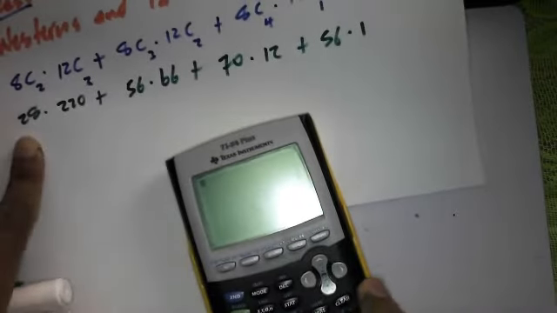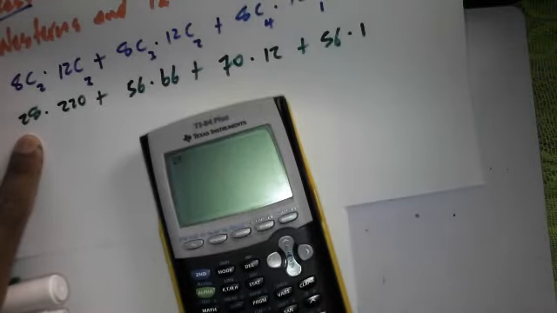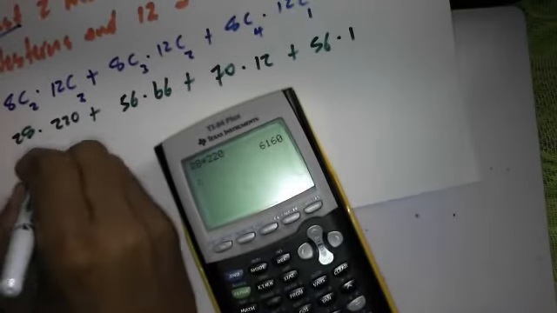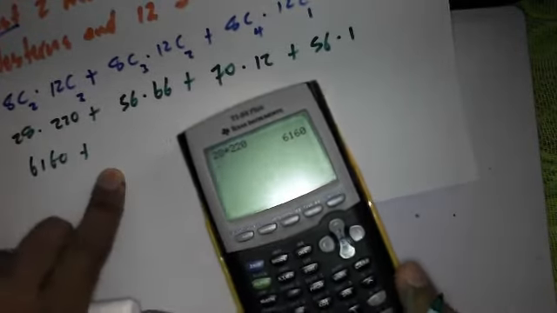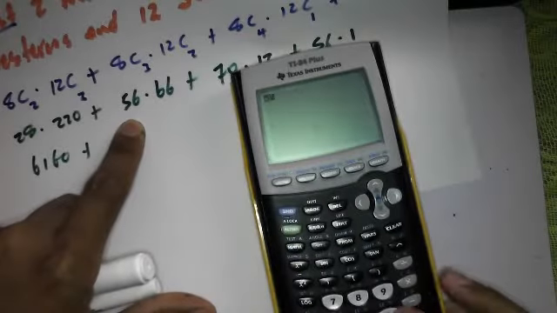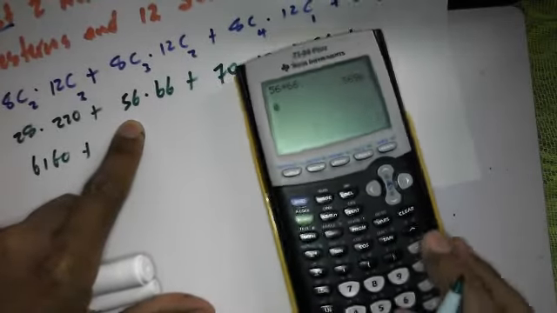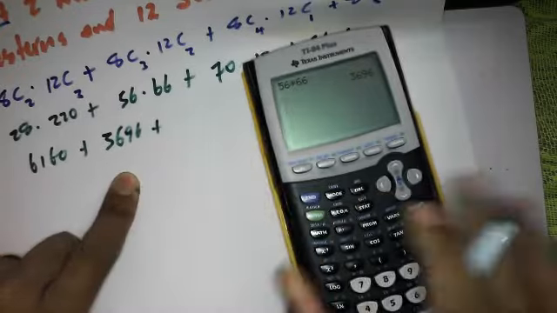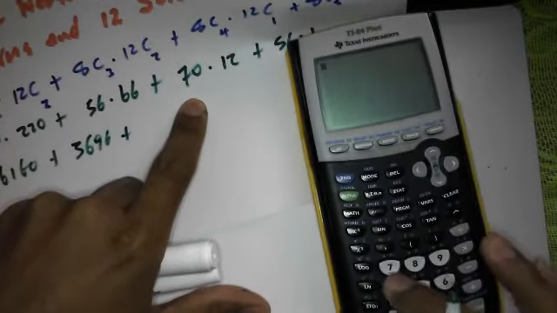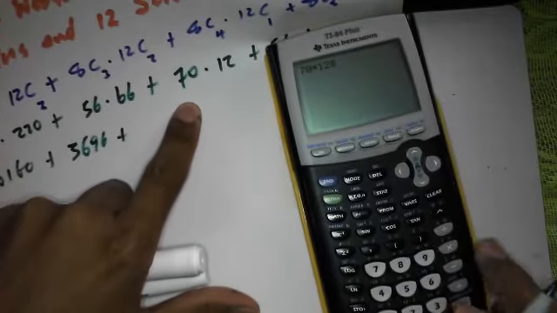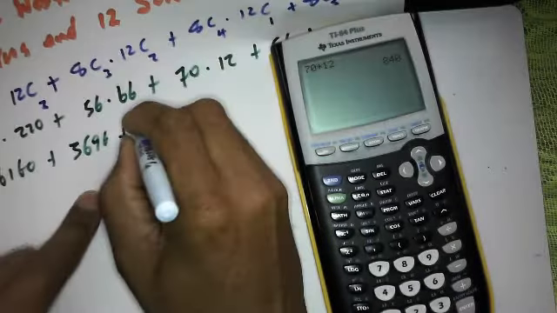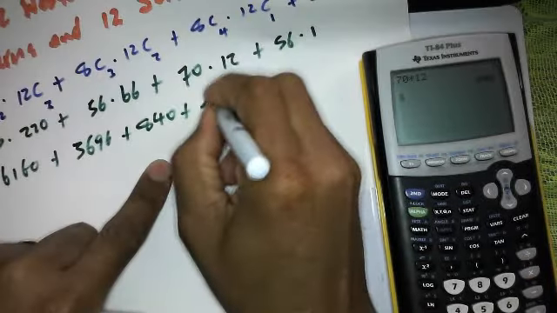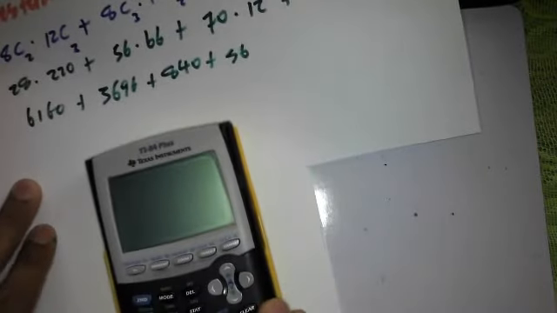So 28 times 220, that would give us 6,160, plus 56 times 66, that would give us 3,696, plus 70 times 12, that would give us 840, plus 56 times 1, that is 56. So we add all of these now, that is our combination.